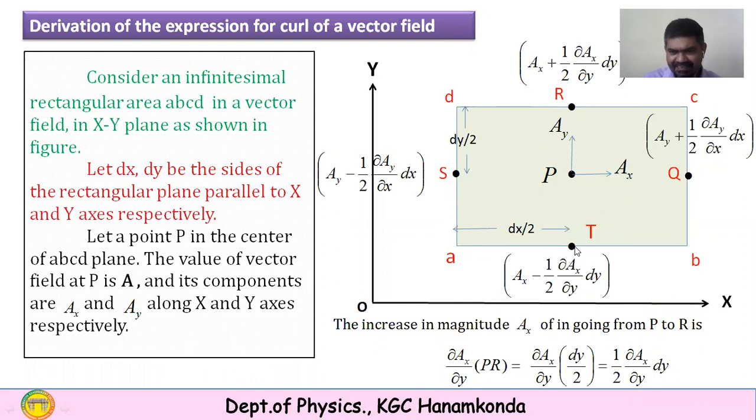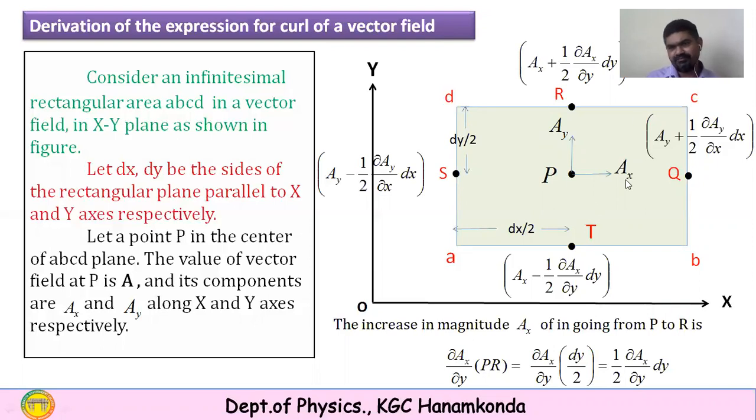Here the point T is the midpoint of side AB. The point Q is the midpoint of side BC. The point R is the midpoint of side CD. Point S is the midpoint of side AD. This entire plane is specified by a vector field A bar. In this rectangular plane, I am taking a central point, P, where the vector value is A bar.